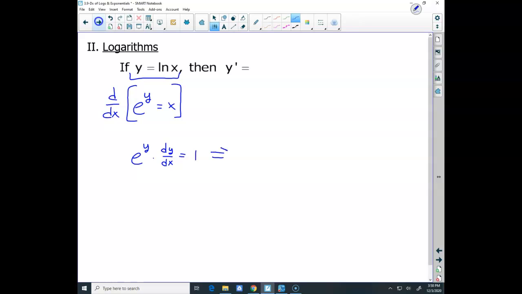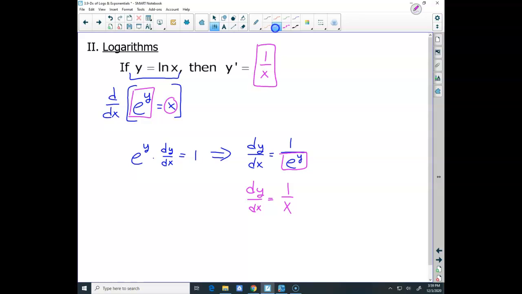So, what does that mean? That takes me to dy dx equals 1 divided by e to the y. I don't want my derivative in terms of y in this case because we're going to be taking lots of derivatives of natural logs. What does e to the y actually equal? Oh, e to the y equals x. So dy dx equals 1 over x. So that means when I'm taking the derivative of a log, y prime equals 1 over x. And that's it. Okay? And again, of course, we're going to look at the chain rule.